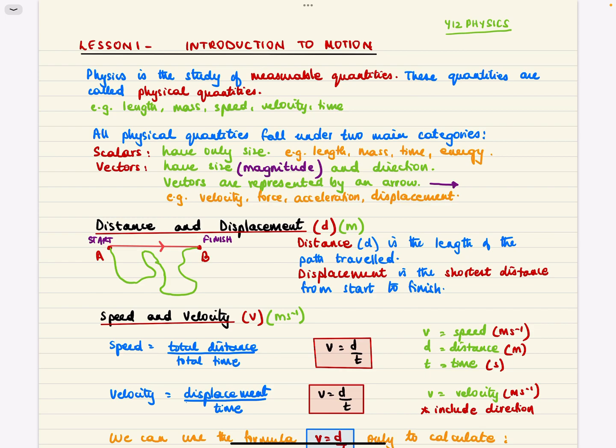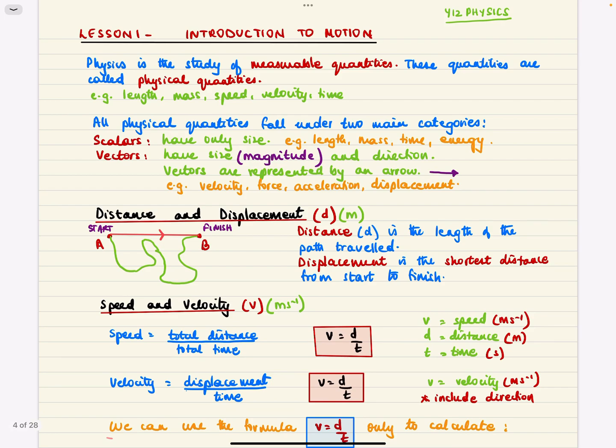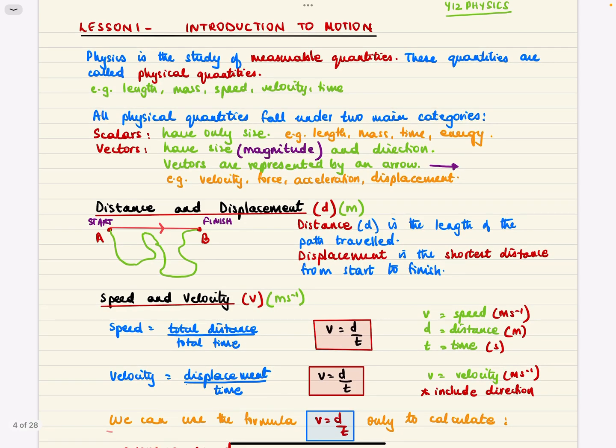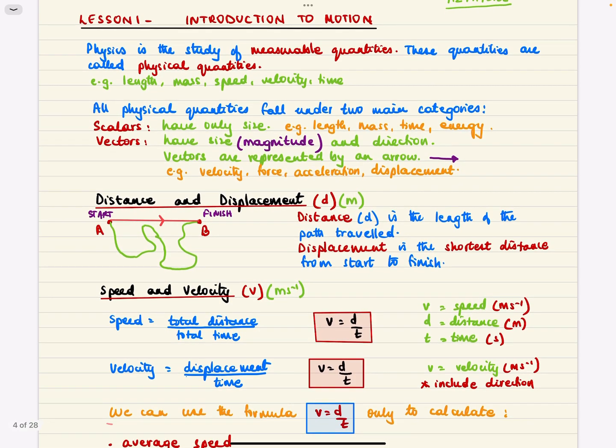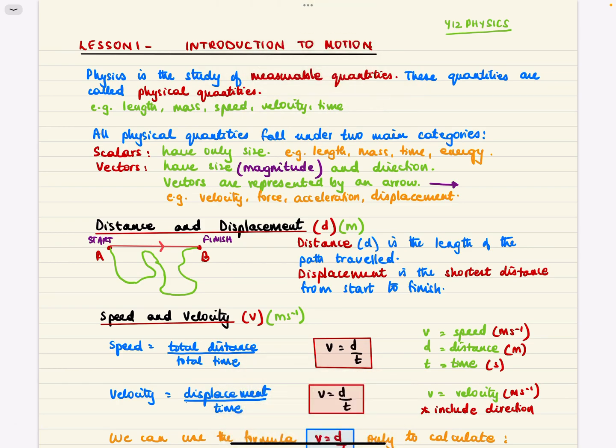So physics is the study of measurable quantities, and these quantities are called physical quantities. Now, all these physical quantities fall under two main categories. One of them is called scalar, and the other is vectors. Scalars have only got size, while vectors have got both size, which is also called magnitude, as well as direction. The way a vector is represented is by drawing an arrow.